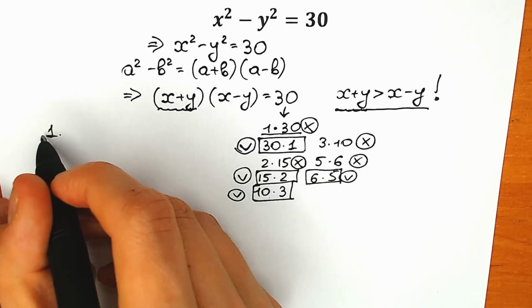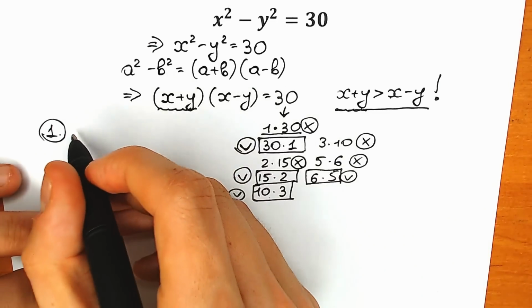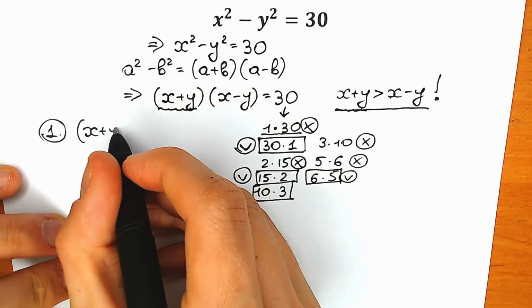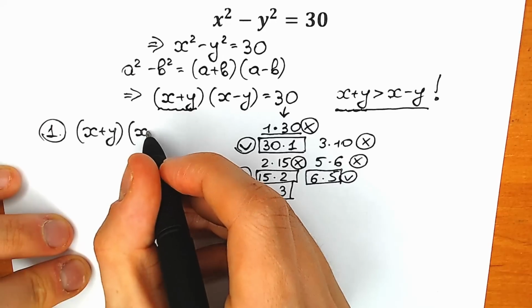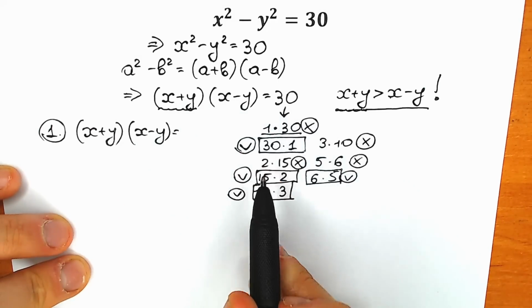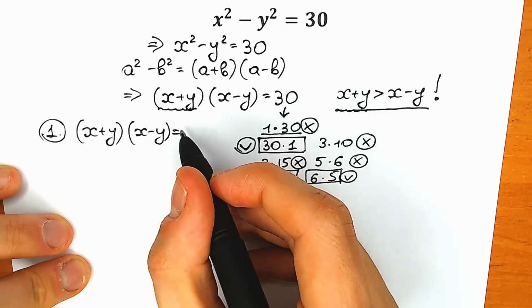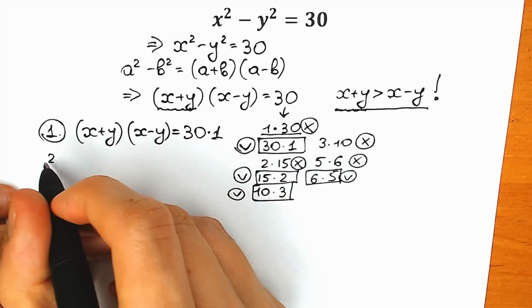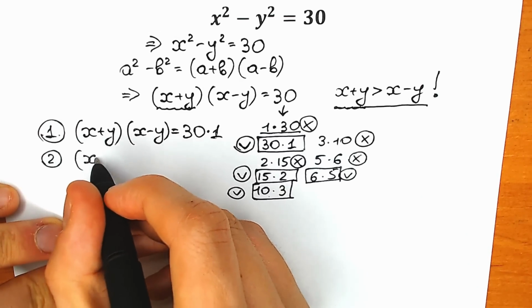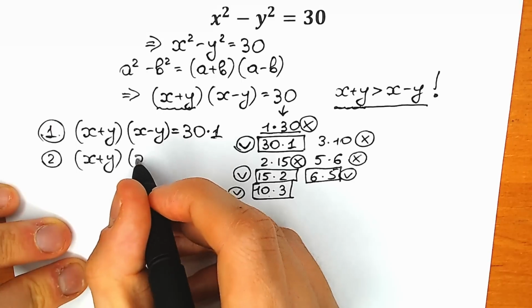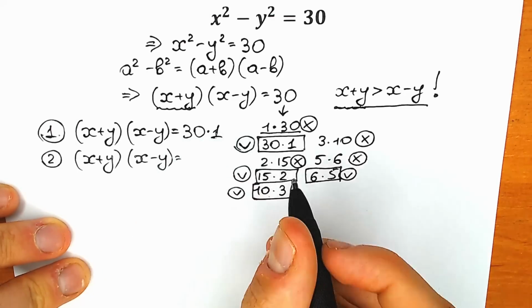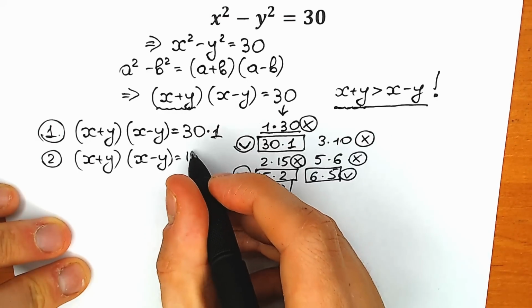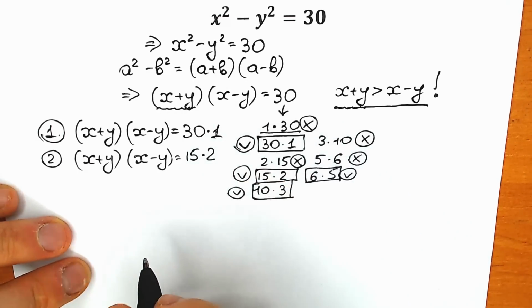So the first case, x plus y times x minus y equal to 30 times 1. This is our first case we're interested in, okay? The second case, x plus y times x minus y equal to 15 times 2.